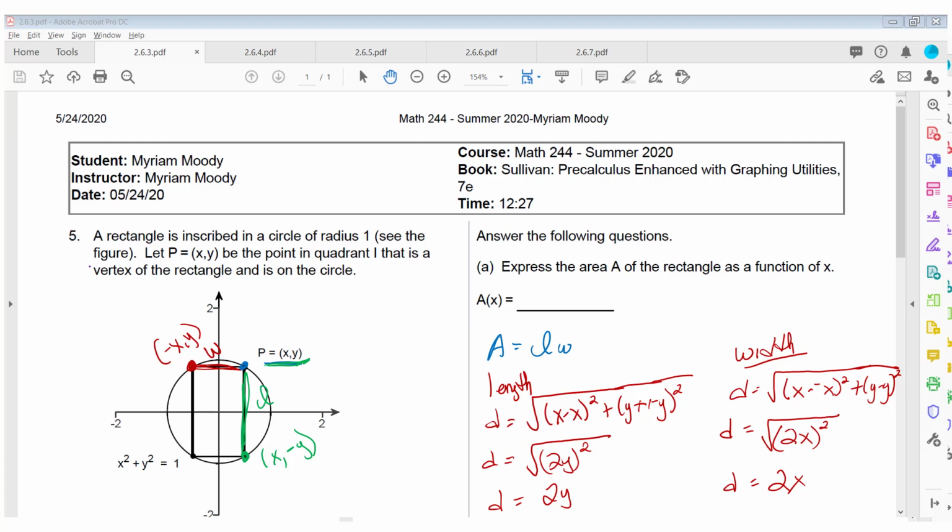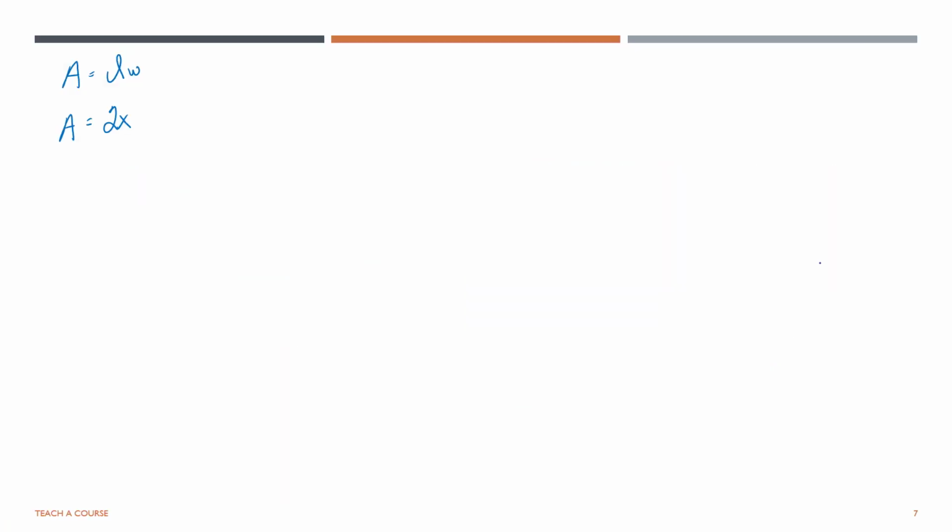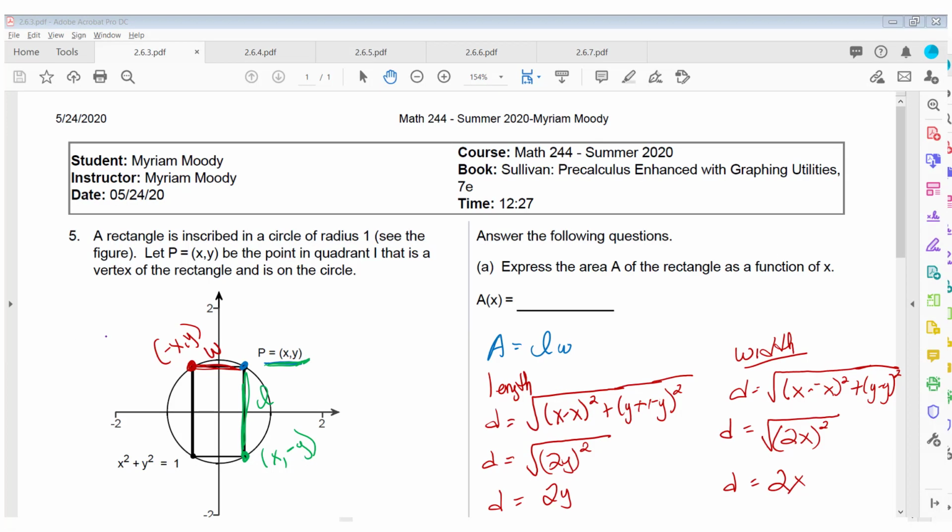Why? Because I need more room. So, the area of this rectangle was length times width. Well, we found the length is 2y. Sorry about that, I wrote the wrong variable. So we found this is 2y for the length and 2x for the width, which gives us an area of 4xy. Cool? But once again, they would like it as a function of x, which means I need to get rid of that y. How do I get rid of that y?